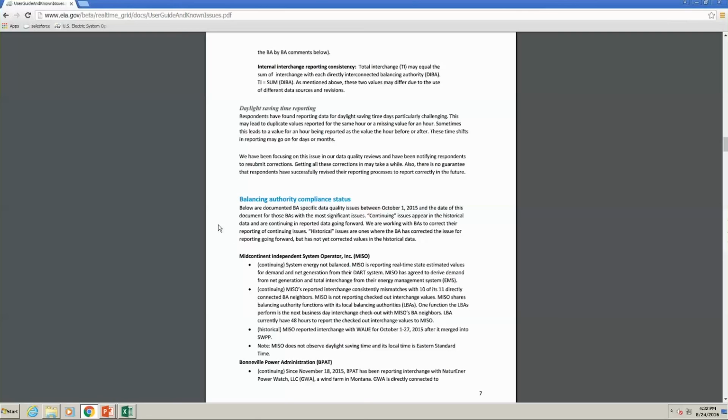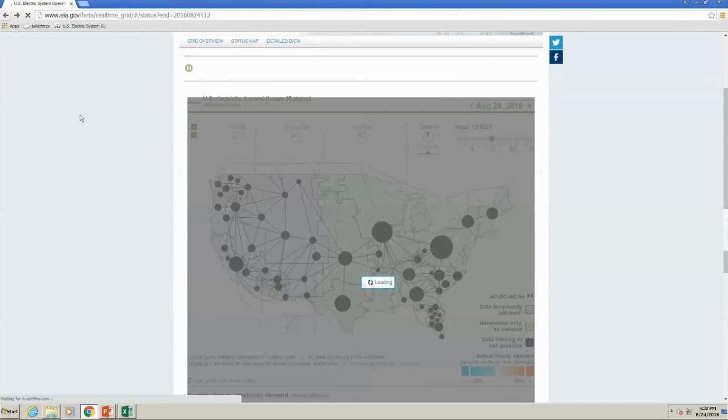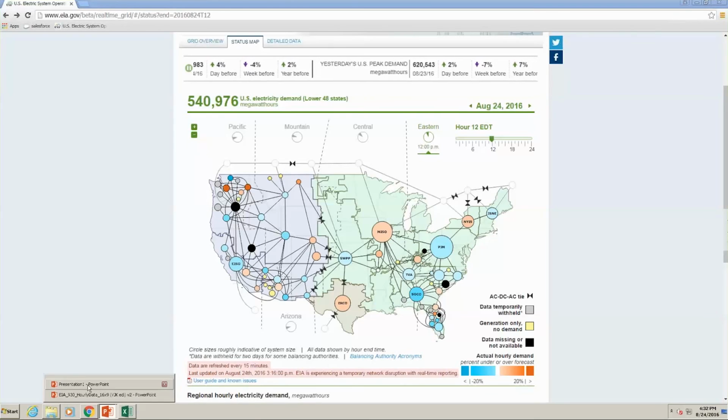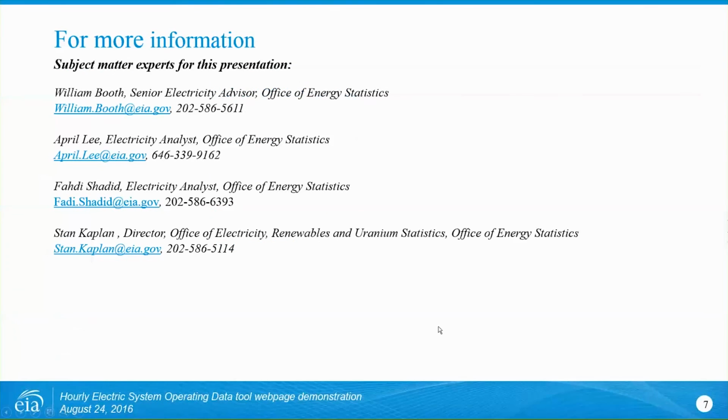And along those lines, if someone goes to use the tool a few days from now and you might forget some of the intricate functionalities that Bill mentioned, you can visit EIA's YouTube page where we have a series of tutorial videos that helps you navigate the different functionalities of the electric system operating data tool.